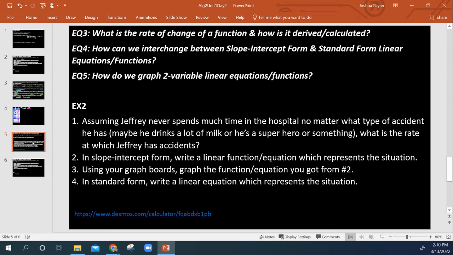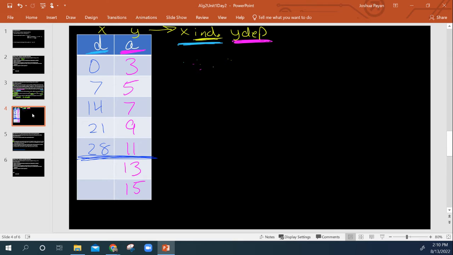Okay, so next part of our example. If we're free to assume that Jeffrey never spends much time in the hospital, no matter what kind of accident he has, what is the rate at which Jeffrey has accidents? There are two ways to look at this. There's the purely mathematical way. If it's a rate or a rate of change, we know this is a slope. And slope is equal to the change in the dependent variable with respect to the change in the independent variable, or delta y over delta x, or rise over run.